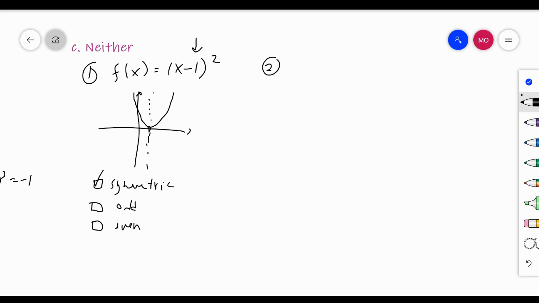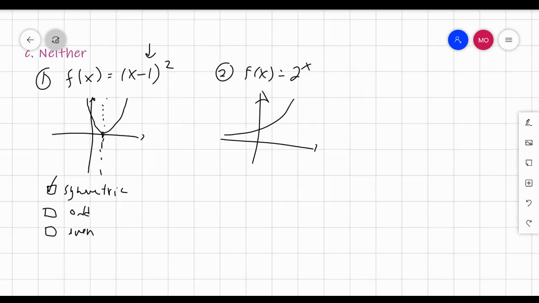Second example, I'm going to give you f of x is equal to 2 to the power of x, a function we've been dealing with at the beginning of the semester. It's our exponential function, looks like that. This one is not symmetric, it is not odd, and it is not even. It's nothing. It's just boring.